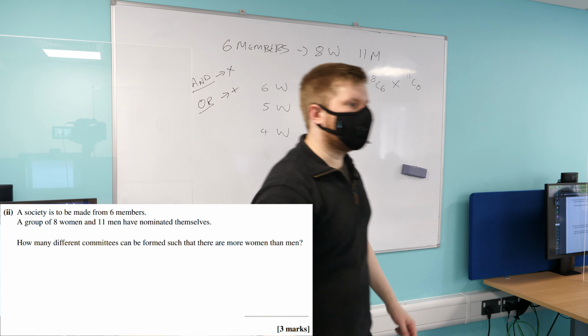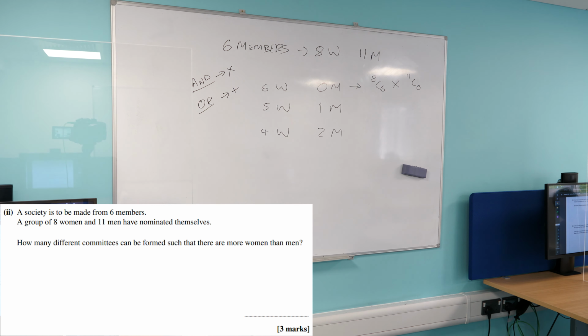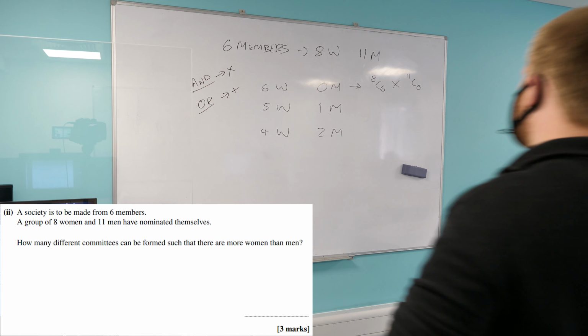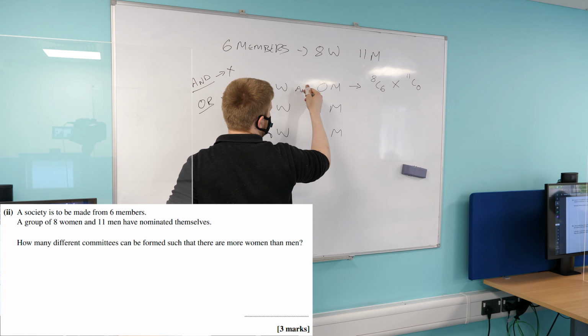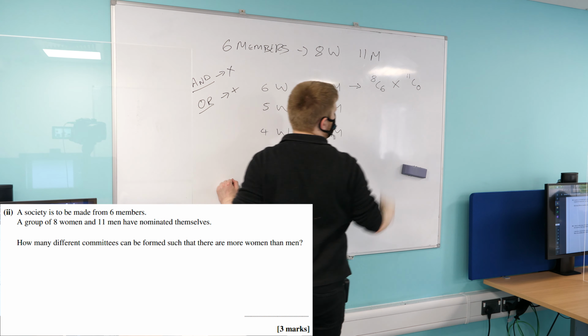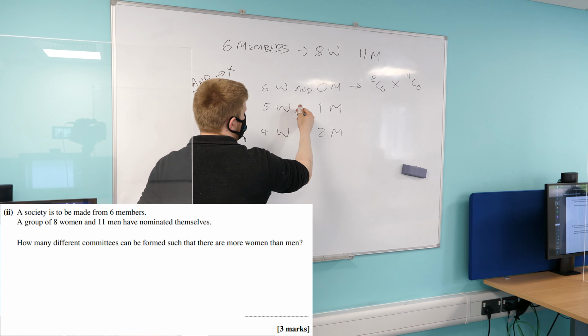So you can go back and see one of my other videos where I actually talk through that in a little bit more detail. But effectively, that's what it boils down to. So in this case, we want 6 women and 0 men, which is why we have a times in the middle. And in fact, it's going to be the same for each of them.